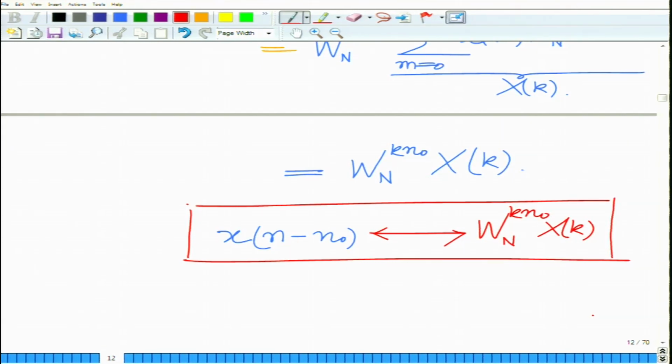All right. So, that basically covers the time shift property. In this module we have introduced the DFT, looked at its definition and some of its properties. So, we will stop here and continue in the subsequent modules.